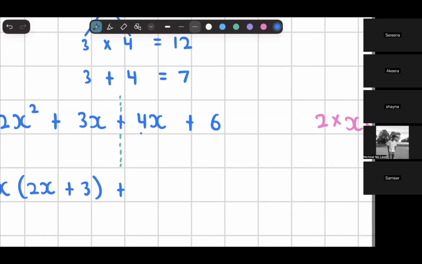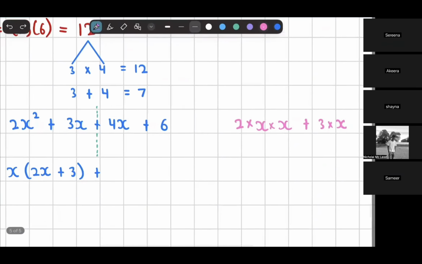But 4x and 6. What's the greatest common factor there? Could anybody see it? 2. Yes. Okay, if you're confused, watch this.